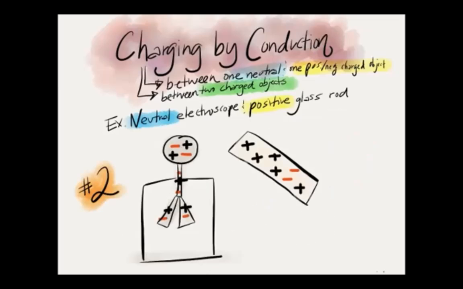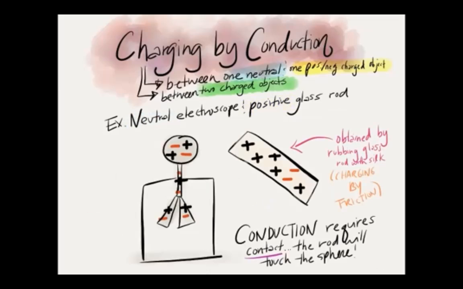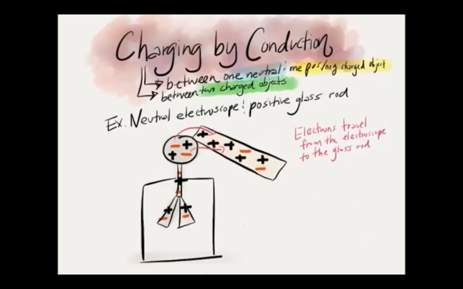In our second example, we're going to be looking at this neutral electroscope and the positive glass rod. And once again, conduction requires contact. So in this case, the rod will touch the sphere of the electroscope. And when it does, the electrons travel from the electroscope to the glass rod. Just a reminder, your protons are not moving because your protons are with your neutrons within the nucleus. So the only thing that's going to be moving around will be your electrons.